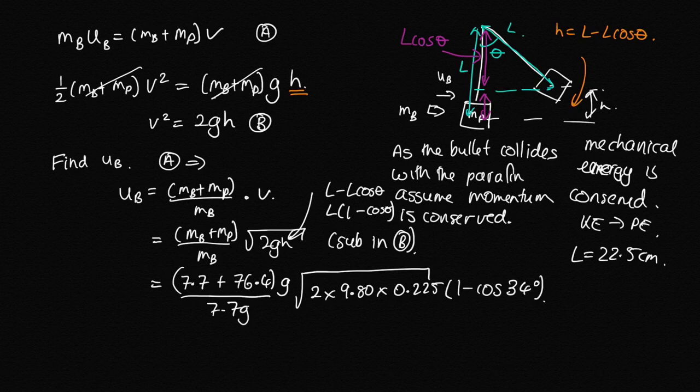So we can substitute this into the calculator, and we end up with 9.48 meters per second. We should just give it to two significant figures because a lot of the data was only measured to two significant figures. So this is 9.5 meters per second as the initial speed of the bullet as it embedded itself in the paraffin.